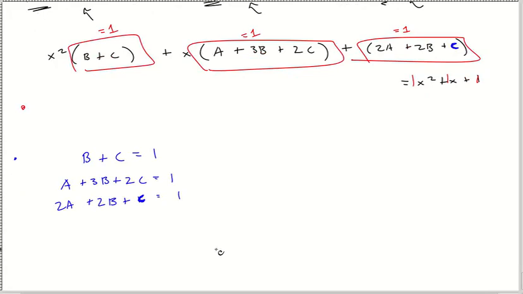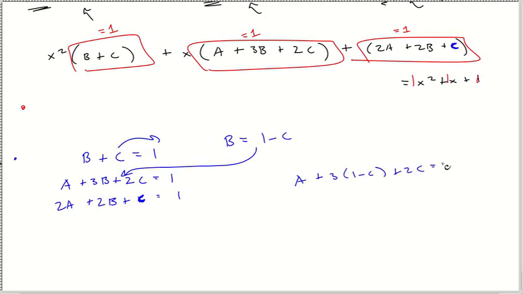Okay, so you can use a matrix calculator here for sure, or you could solve. To solve, you're going to move the C over. Let's say I got B is equal to 1 minus C. You can take that and plug it in here. And so then you get A plus 3 times 1 minus C plus 2C is equal to 1. Distribute.